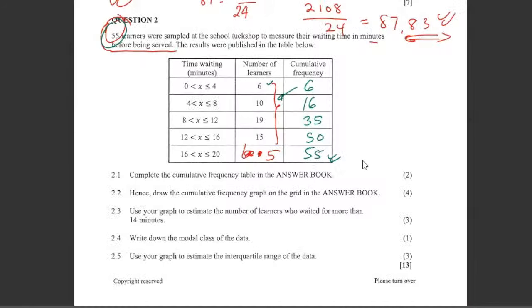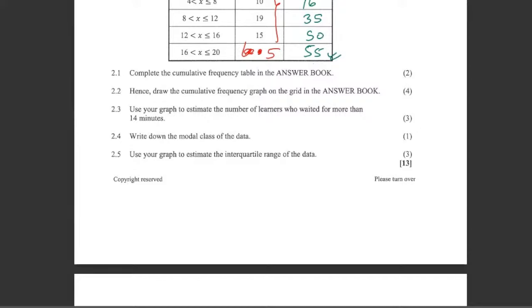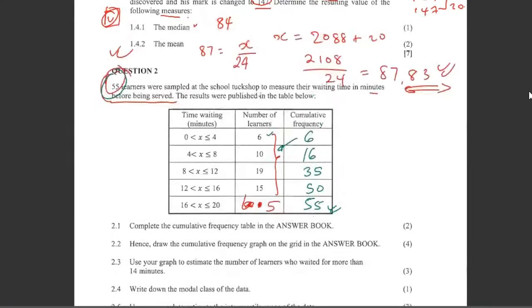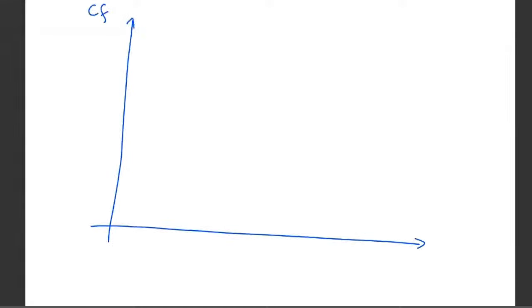All right, then 2.2, they want us to hence draw the cumulative frequency on the grid. Let's see if we have a grid here. If we do, then we shall put it here. If we don't, then we shall go over it quickly. Okay, there's nothing. So we can just show how we go about it. Let me use this side. If I have this as my grid, so that is my cumulative frequency. If that is my 0 point, the highest must be a 55.